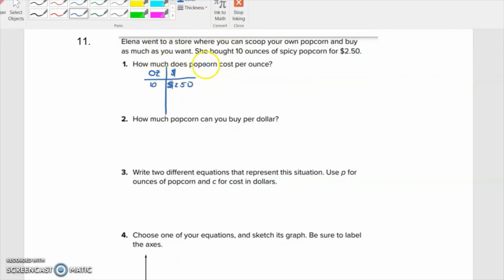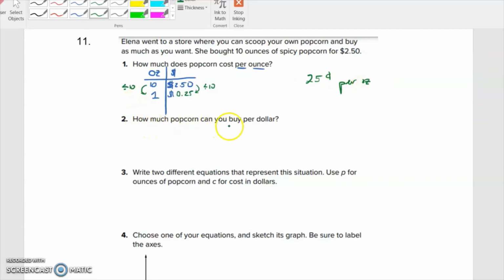It says how much does popcorn cost? So we're looking for the cost per ounce. So that means for 1 ounce. Well, that's pretty easy. How do we go from 10 to 1? Well, we just divide it by 10. So I'm doing that same thing here, dividing by 10. Remember the mental math trick: dividing by 10, move your decimal 1 to the left. So that's $0.25. Okay, so 25 cents per ounce.